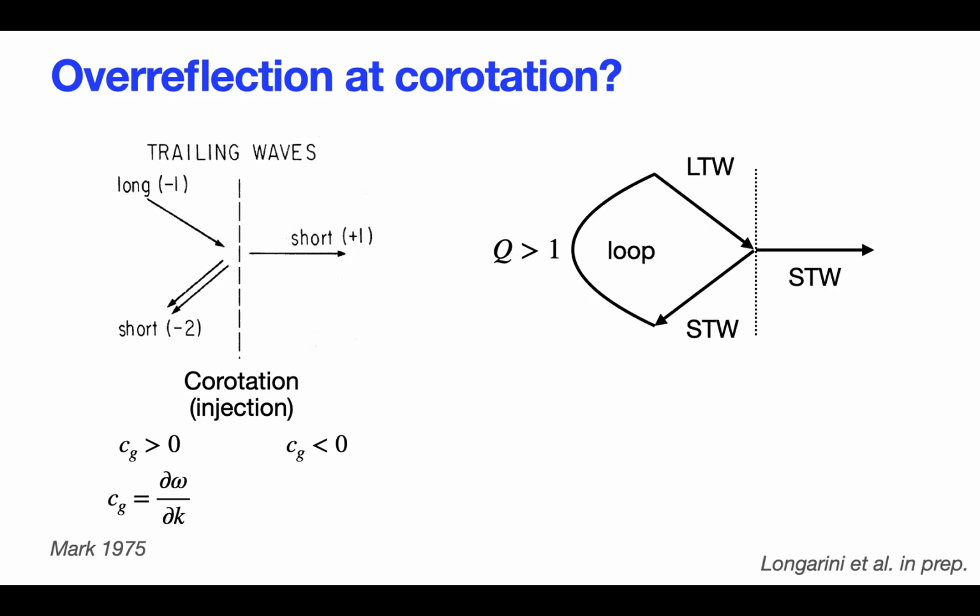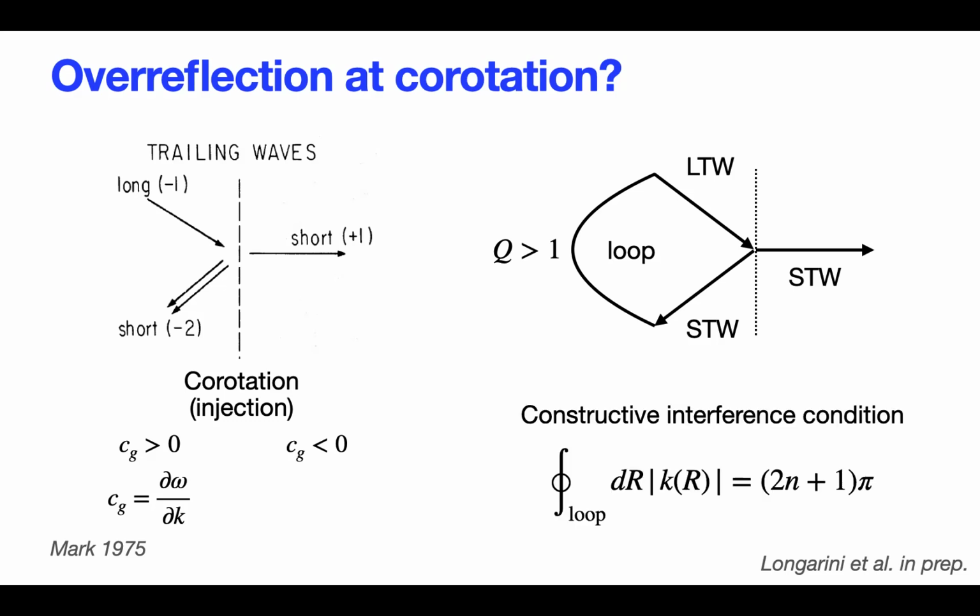And what is also known to happen in galaxies is that we can create a resonant cavity in the inner part of the disk. The idea is that if the Toomre parameter is higher than 1 in the inner disk, then the wave can basically bounce and go back. And in order to create a resonant cavity, the bounced wave needs to be in constructive interference with the long wave here.